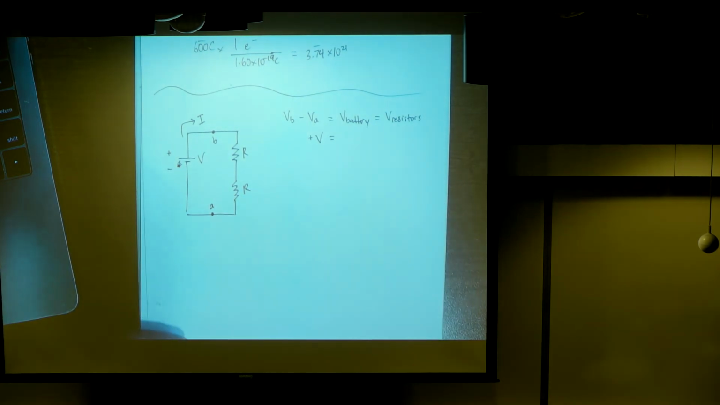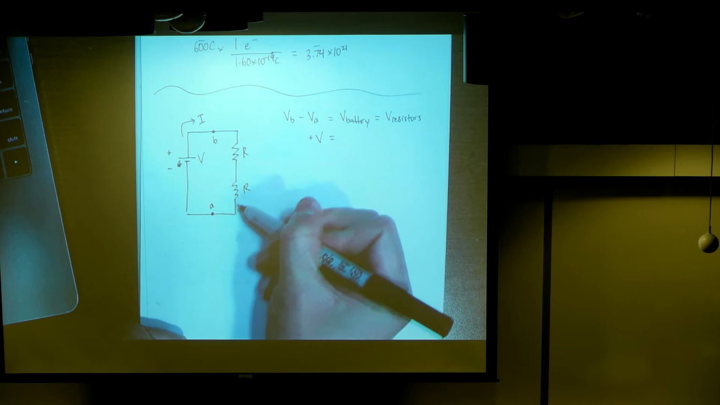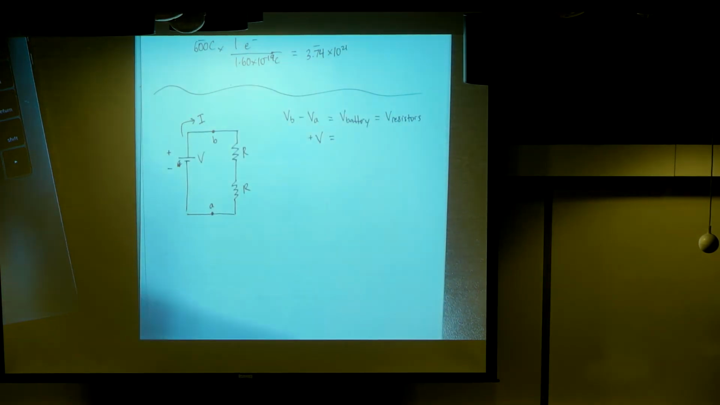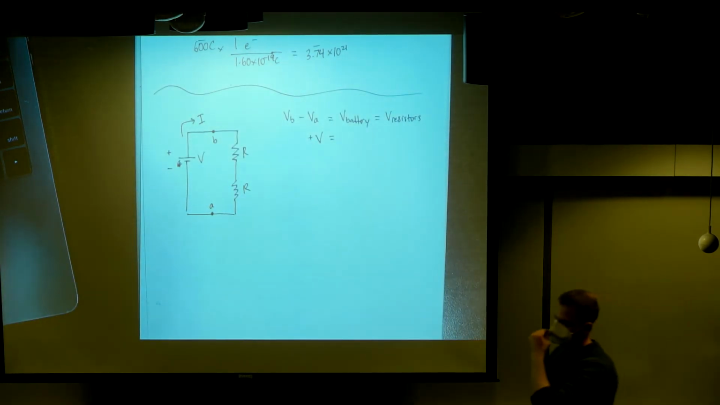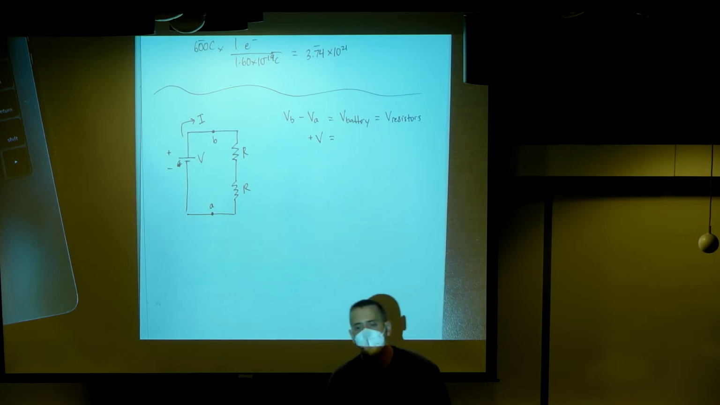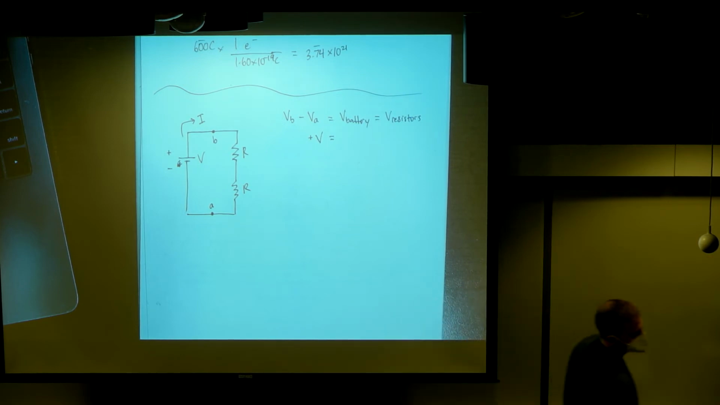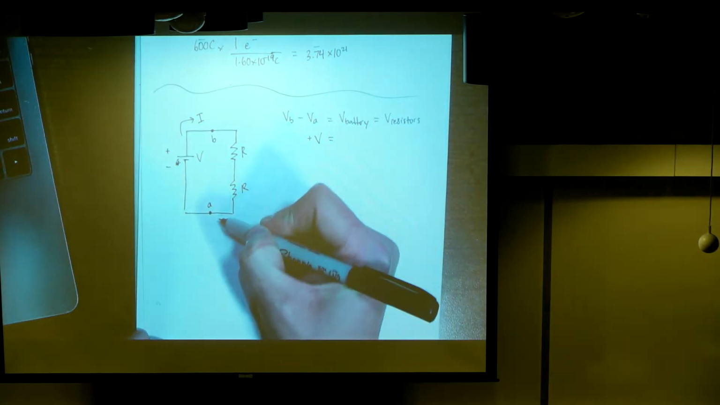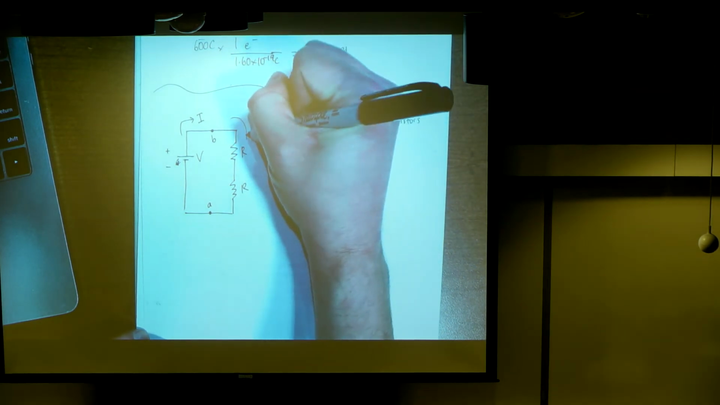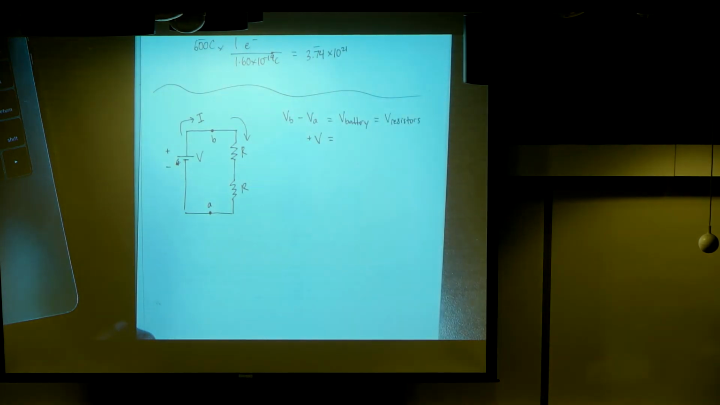Okay, now let's go across the resistors. So as I go from point A to point B, am I going with the current or against the current? Looks like I'm going against it, right? So the current is going like this, right? If I'm going against the current, is that going to be a positive or negative voltage?